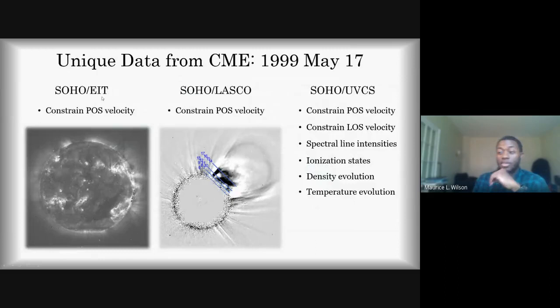Some of the information I gathered from EIT, the most important thing really was that I was able to constrain the plane of sky velocity of the CME. LASCO helped me out as well with constraining the plane of sky velocity. It also helped me, as you can see, confirm that the UVCS slit was observing the core of the CME. And some of the most important information that I got is from UVCS, all of these things. So I'll just go one by one explaining how powerful the ultraviolet coronagraph spectrometer has been.